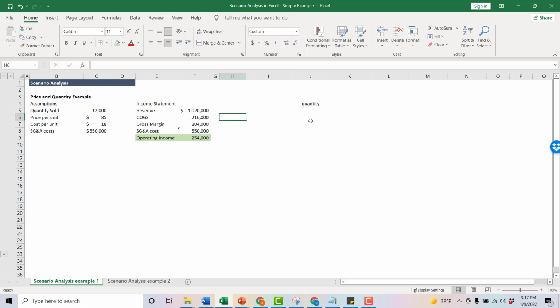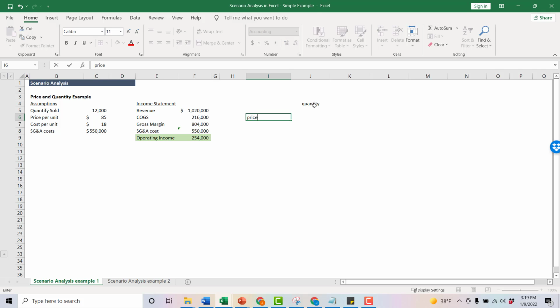What do we want to be able to look at here? Let's say we want to make a little table so we can understand, based on changes in price and quantity, what would happen. So what we want to do now is some scenario analysis. So we've got these assumptions, and we're going to focus on the quantity sold and the price per unit. We're going to say that those two are the two elements that we want to focus in on here.